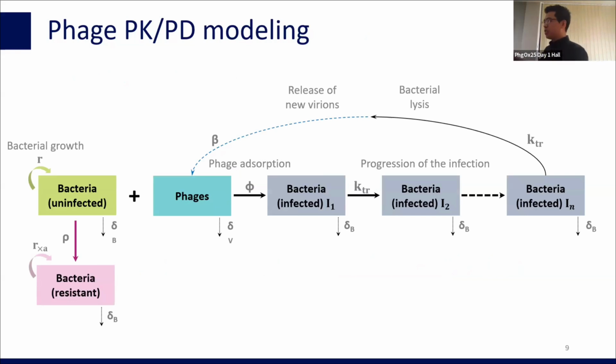So here is a scheme of a PK/PD model that reflects the life cycle of phages. Here are the uninfected bacteria, which can develop resistance. And this is phage. Phage can infect bacteria to become infected bacteria. From this moment on, the phage start replicating and assembling themselves, and at a certain point the bacteria burst and release new phages to add back to the pool. So this is a reflection of the mode of action.